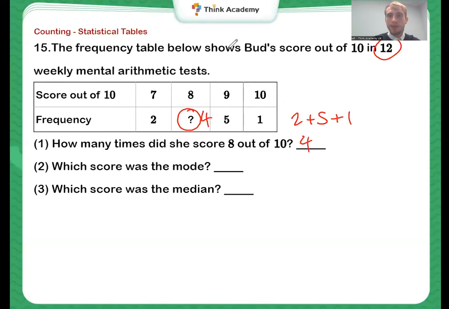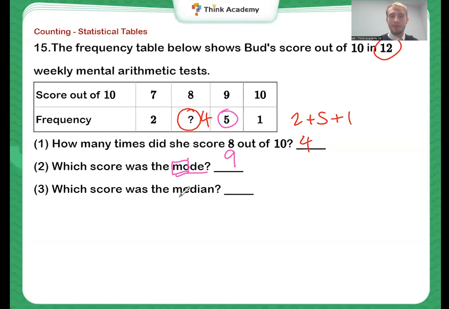Now the mode, that's a nice easy one, because the mode is just the most common number to come up, which is 9, because it comes up the most number of times, 5 times. So that mode is 9. A nice way to remember that is the MO is the most common.